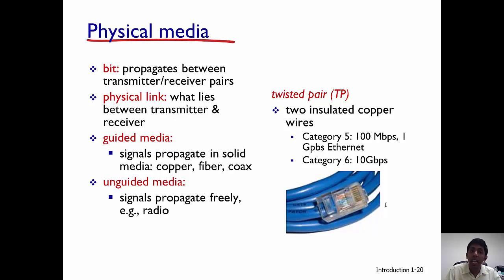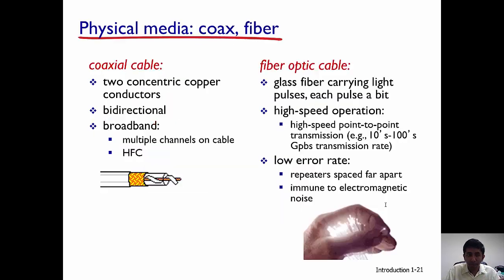What the physical media actually do is transport bits across them. If you connect two hosts on the internet, for example two laptops using an Ethernet cable, and the Ethernet cable has a speed of, say, 100 Mbps, that means it can transmit 100 bits per second over its cable. That is the capacity of that Ethernet cable, and it physically transmits the bits from one end to the other.